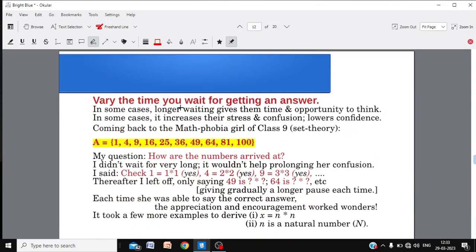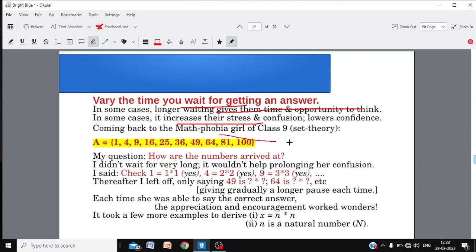Vary the time you wait for getting an answer. In some cases, longer waiting gives them time and opportunity. In some cases, it increases their stress and confusion. So how much should you wait for getting an answer? Sometimes you wait a bit longer and it gives them the time to think. Sometimes it only increases their confusion and agony.